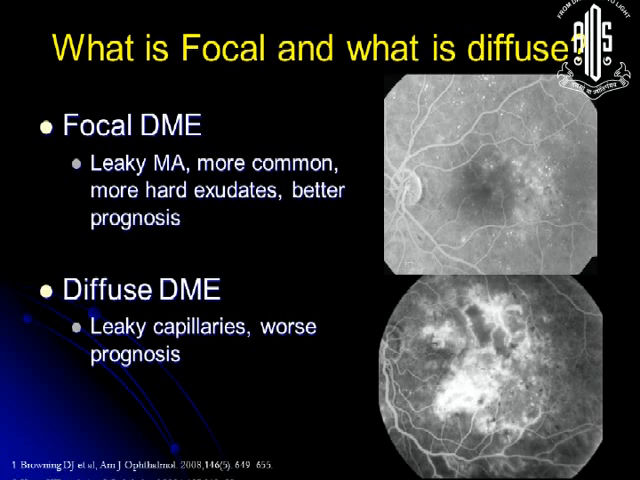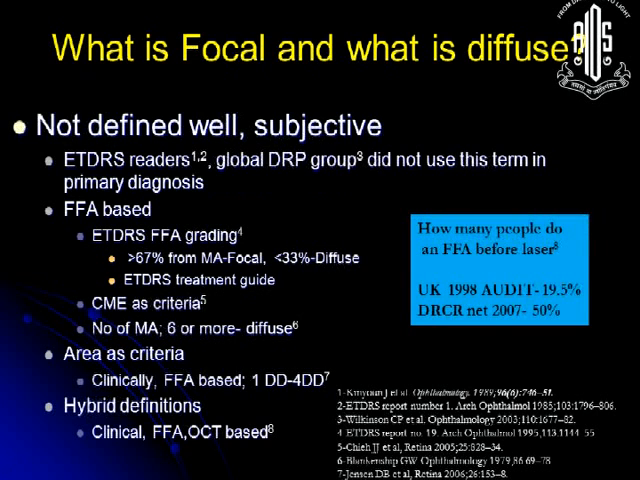Focal CSME refers to leaky microaneurysms, and diffuse CSME refers to leaky capillaries. We also believe that focal DME has a better prognosis and diffuse DME has a worse prognosis. But what is focal and what is diffuse is not really well defined. It's quite subjective and quite arbitrary. The ETDRS readers and the global DRP group did not use these terms in the primary diagnosis of diabetic macular edema. Actually, this term was coined by the ETDRS, based on FFA grading, and it was meant to be a treatment guide.